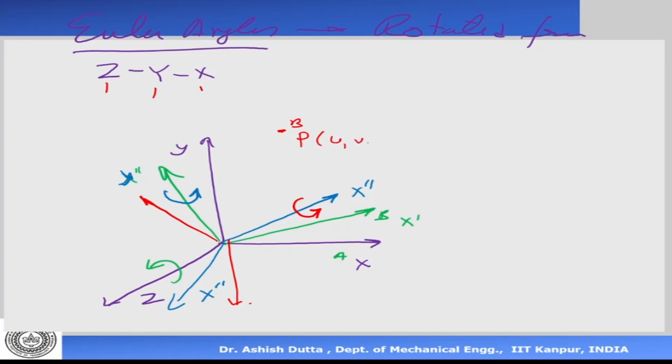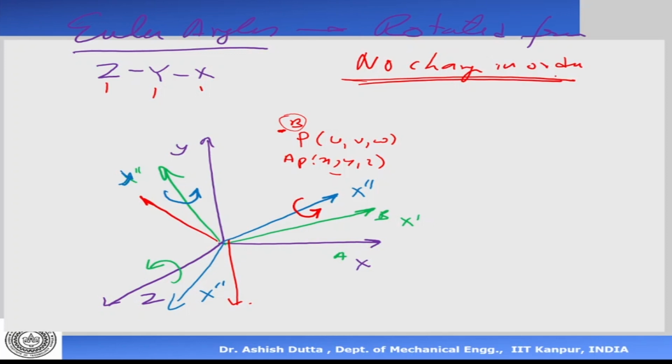So this is my U, V, and W, and the same point in frame A will be X, Y, Z. Now we want to know what is the relation between these two: the coordinates of the point expressed in the rotated system in frame B to that of frame A. In this particular case, you do not pre-multiply, but you post-multiply. That means there is no change in order of multiplying.